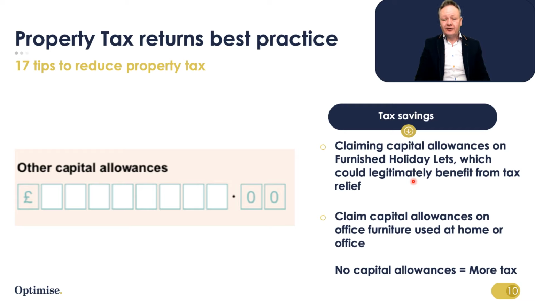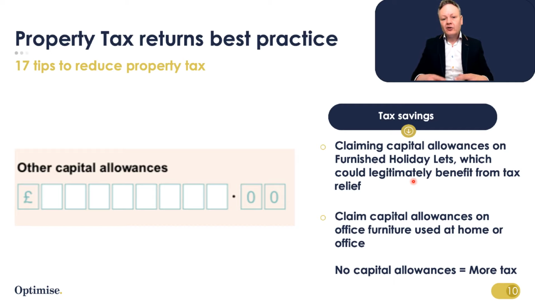Other capital allowances. Now, there are capital allowances on commercial buildings and indeed furnished holiday lets. Now, residential properties you can't really get capital allowances on. Used to, but not so much now. But furnished holiday lets and commercial properties, you can still get capital allowances. You may also have furniture and a purpose-built office in your home, and the furniture that you've purchased for your business could well be claimed against your tax return.